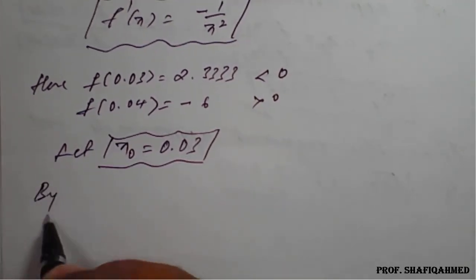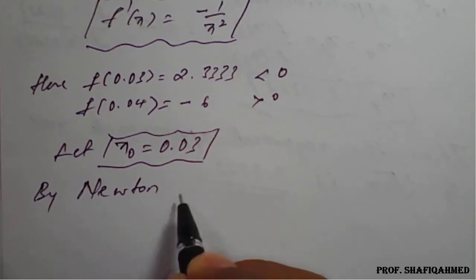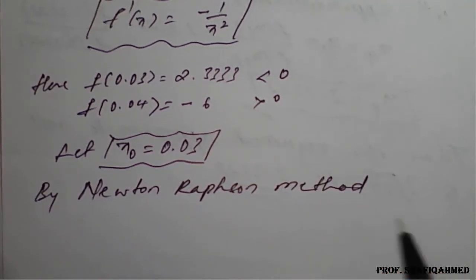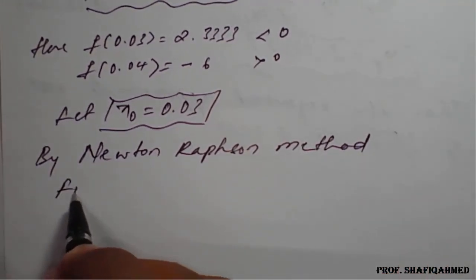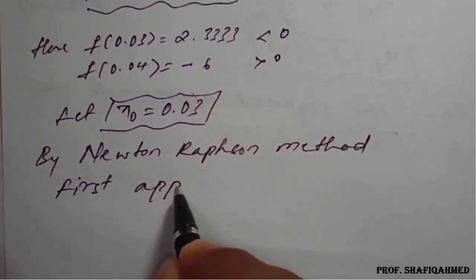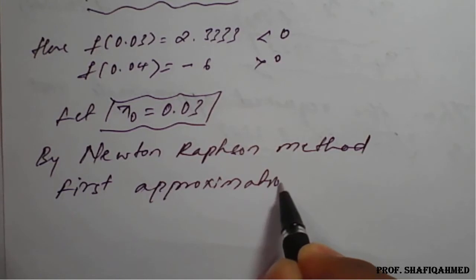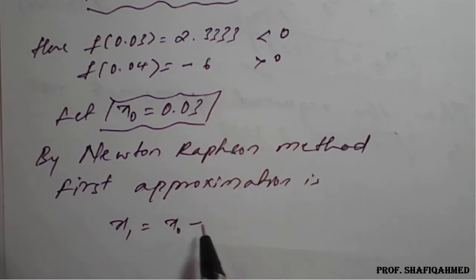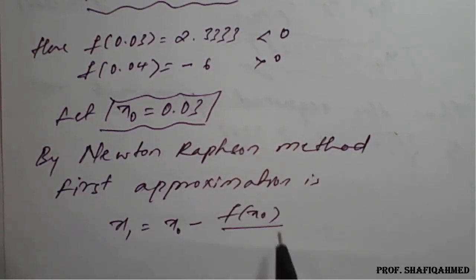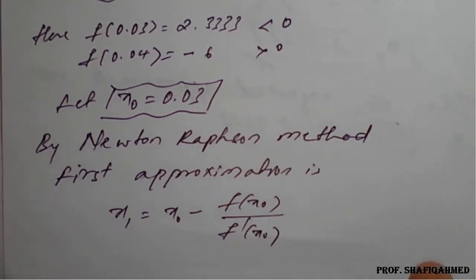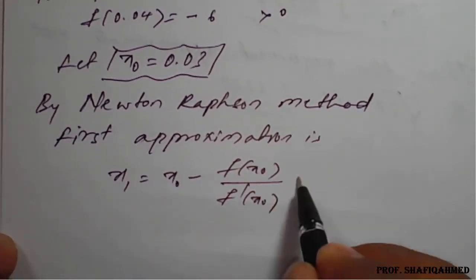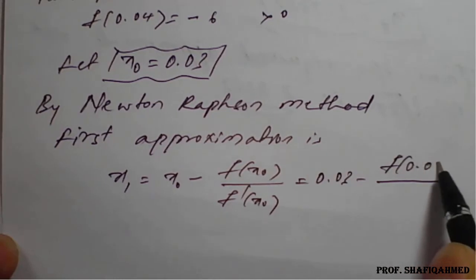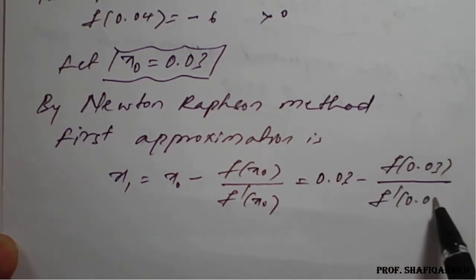So by Newton-Raphson method, first approximation is x1 is equal to x naught minus f of x naught divided by f dash of x naught, and as we know that x naught value is 0.03, so x1 is 0.03 minus f of 0.03 divided by f dash of 0.03.